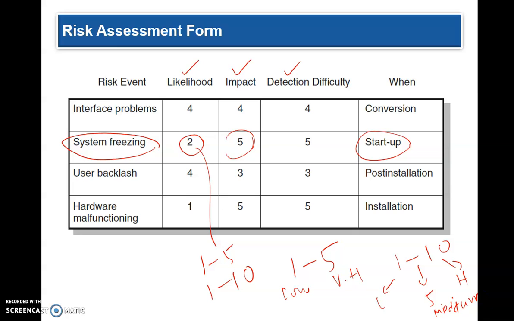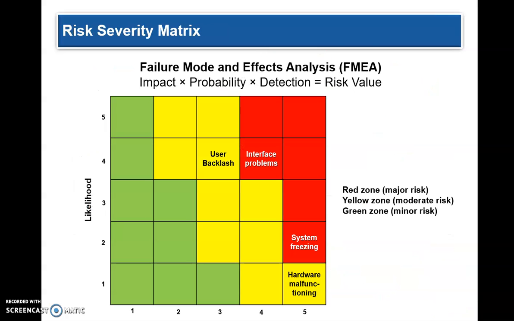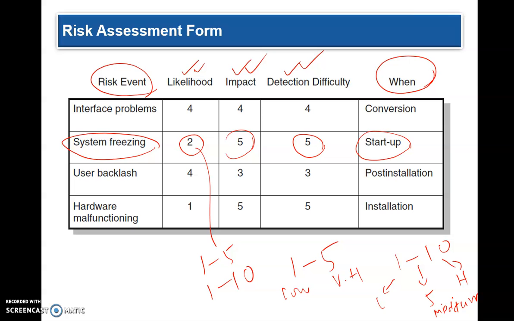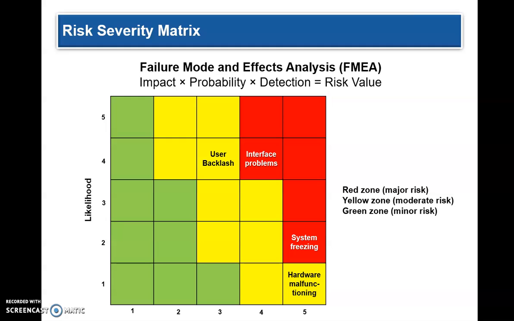So you can put your scales any way you want to, and you can say the likelihood, impact, and the detection difficulty is how difficult it is to detect. You can come up with similar scales. So for each risk event, you can come up with a likelihood, impact, detection difficulty, and then you can see these risks. Based on this risk assessment form, you can come out with a risk severity matrix.